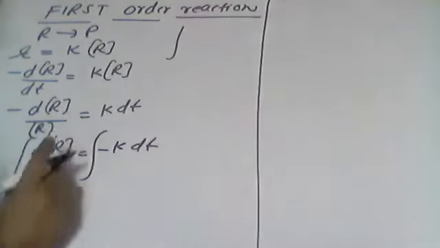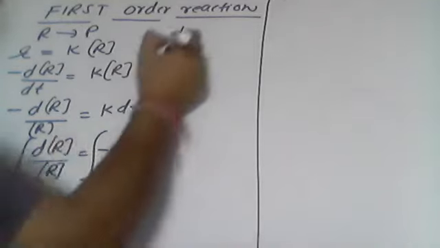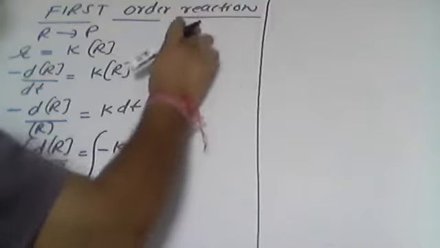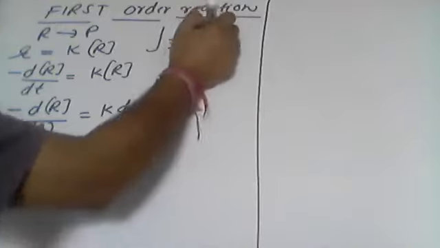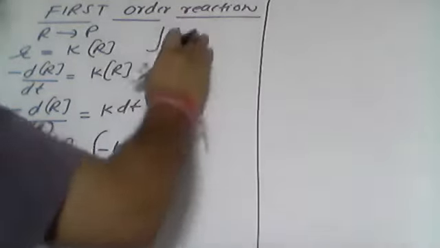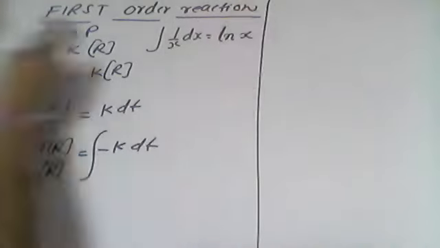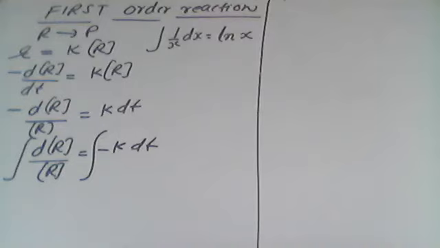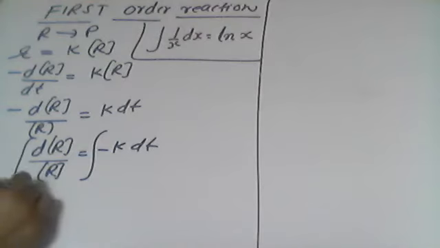It is integration of d[R] by [R]. Integration of 1 over x dx is the natural log of x, ln x. This formula is from maths. So here, integration of 1 over [R] d[R] will be the natural log of [R].